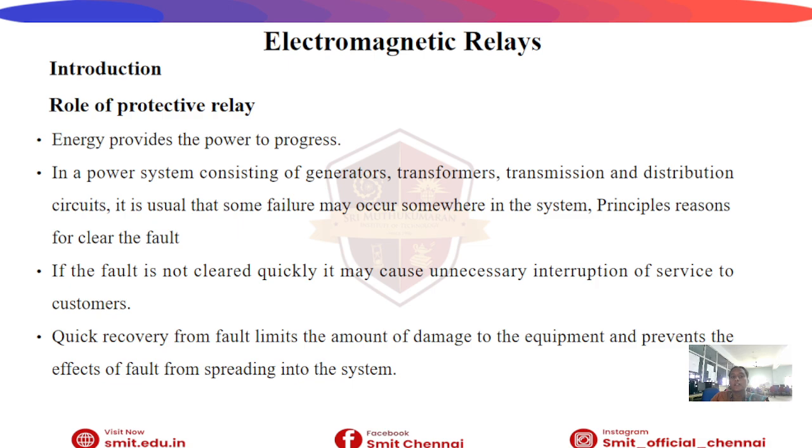Electromagnetic relays. Electrical energy is essential for modern life, but faults like short circuits and overloads can occur in power system. If these faults are not cleared quickly, it may damage the equipment and interrupt supply. Hence, protective relays and the circuit breakers are used to detect the faults and isolate only the faulty section.